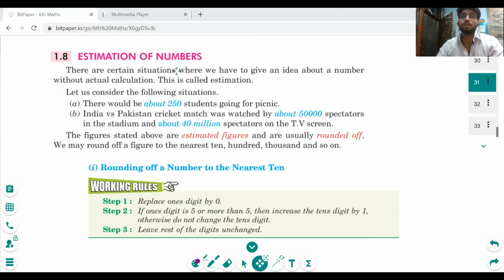Or you may be on a picnic on a school bus, and your father calls you up and asks how many students are there with you in the bus? You won't count, though you can, but if you have to quickly answer, you will say around 20, right? About 20. So this is estimation. In real life, estimation is very important because it gives us an idea about things, right? Okay, so we are going to start something called rounding off, which helps us to estimate.